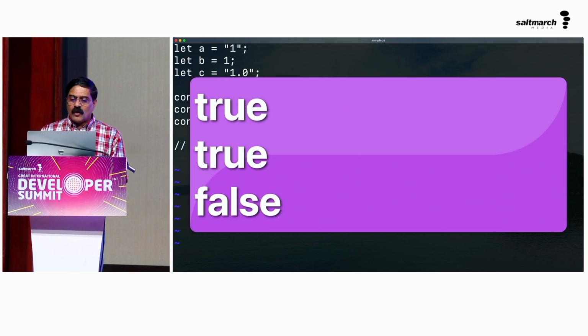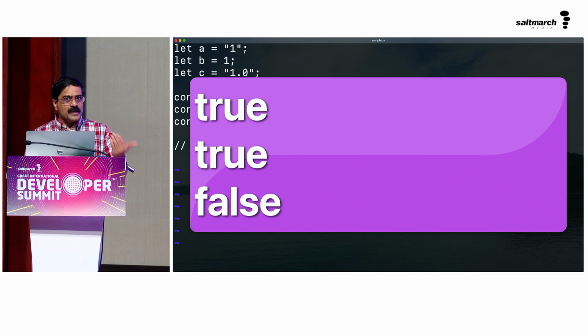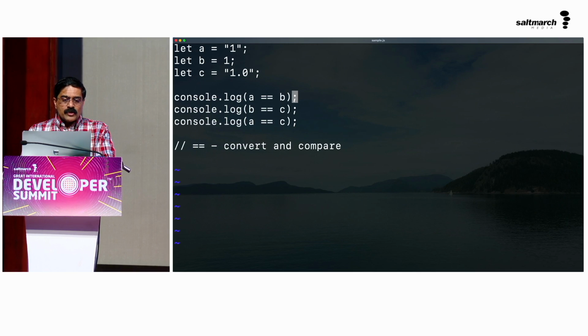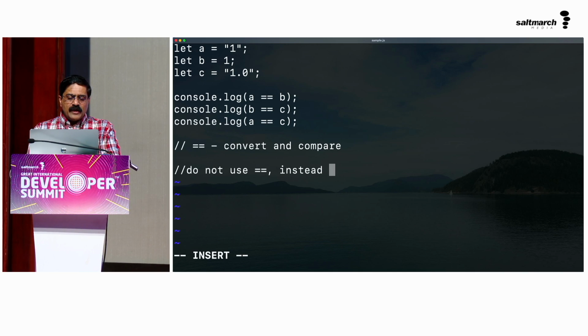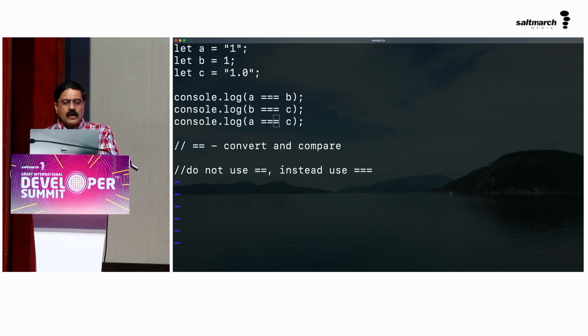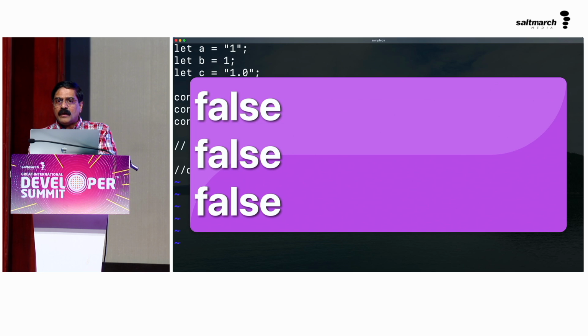So when you run the code, you can see it's a true, true, and false, which is not really helping us. So the moral of the story is, do not use double equals. Instead, use triple equals. So back here, I want to say a triple equals like so, and notice it's false for all of those things.